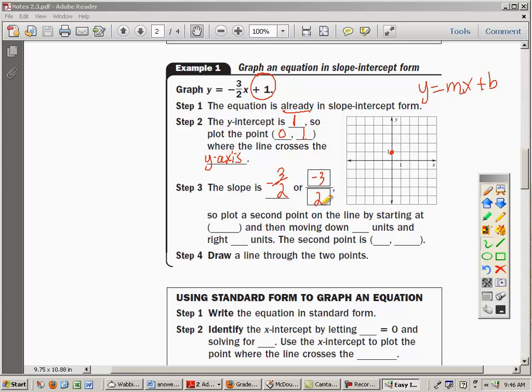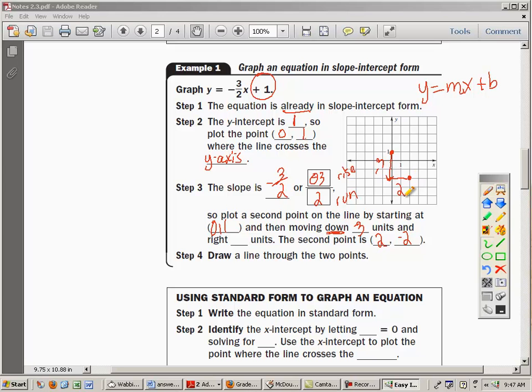All right, so to plot my second point, I'm going to use my ratio of rise over run, and recognize the fact that I'm going to start at (0, 1), and then I'm going to be moving down 3 units. Again, why down? Because the slope is rise negative 3 and run 2. So from this point, we're going to go down 3 and we're going to run 2 places, and I'm going to connect those 2 dots right there. The second point happens to be the point (2, negative 2). I could really care less about that point, but the fact is that my ratio of rise to run, we went down 3 and we went right 2.